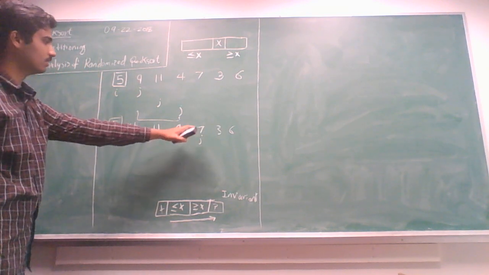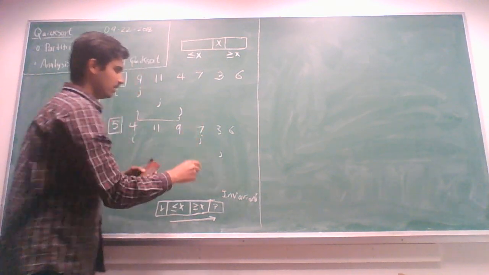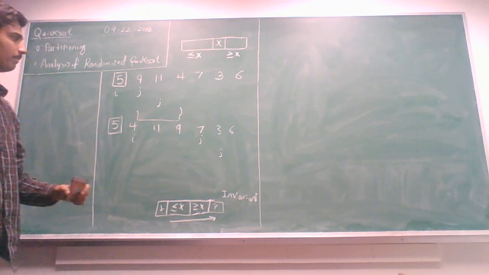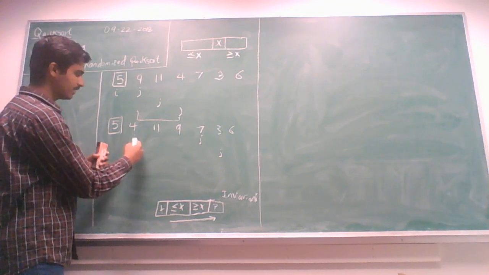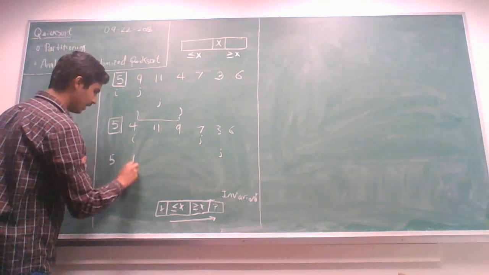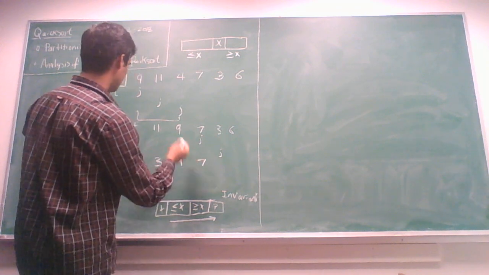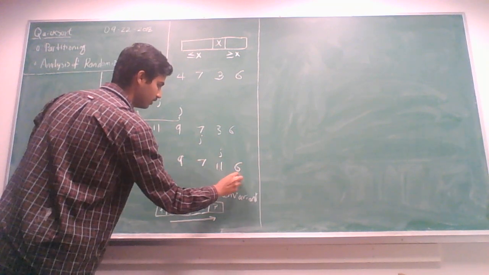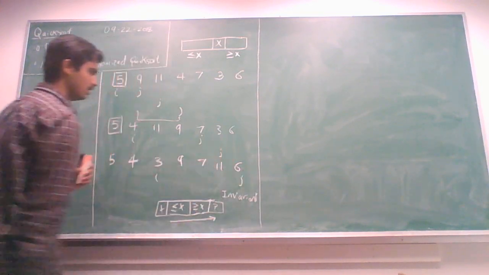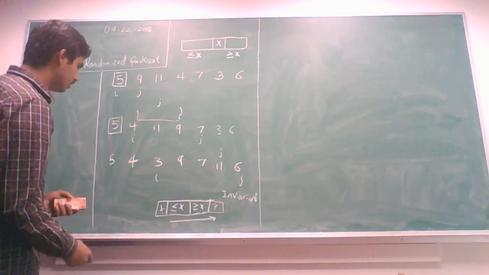The current element is 7 and it's greater than 5, so you'll go ahead. Now the current element is 3. Now again we have to swap, so we'll swap the numbers at positions i plus 1 and j. The resulting configuration would be 5, 4, 3, 9, 7, 11 and 6. Now at this point, the number 6 is greater than 5, so you will do nothing.